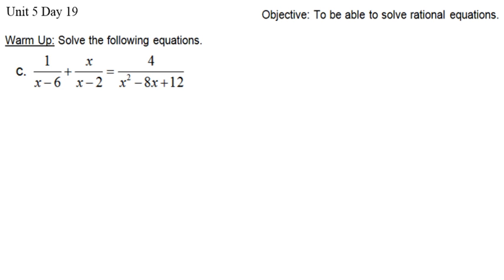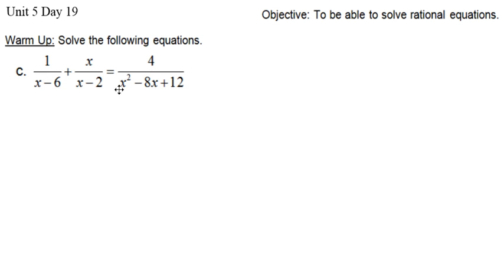Let's take a look at another rational equation. Again, we want to follow our guidelines by looking at the denominators and making sure they're in factored form. So our first denominator, x minus 6, that's factored. Our second denominator, x minus 2, is factored. Our third denominator, x squared minus 8x plus 12, we have to see if we can factor this. It is a quadratic, so again, we look to see, is there a greatest common factor other than 1 that we could divide out? No.